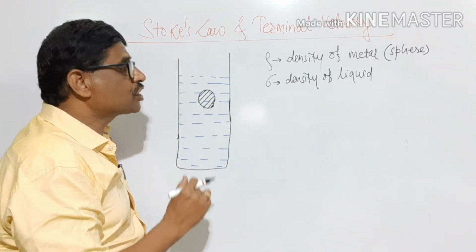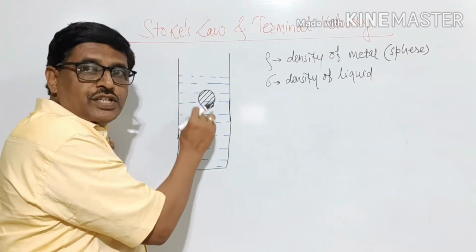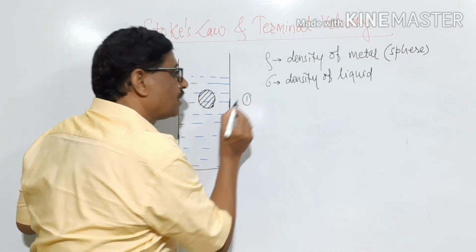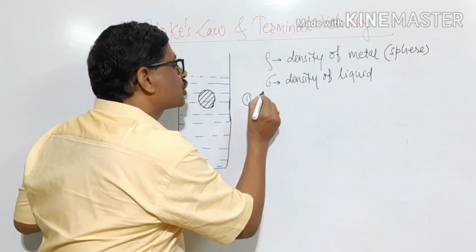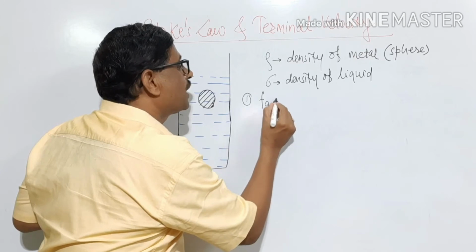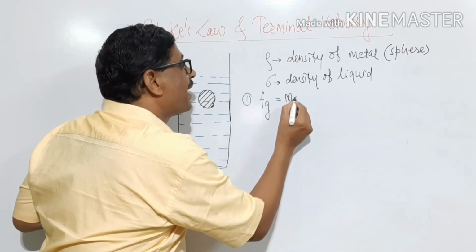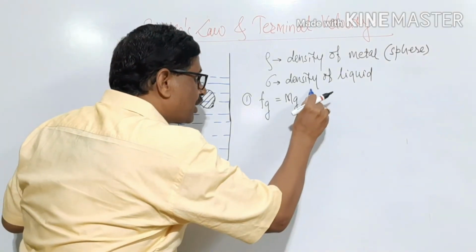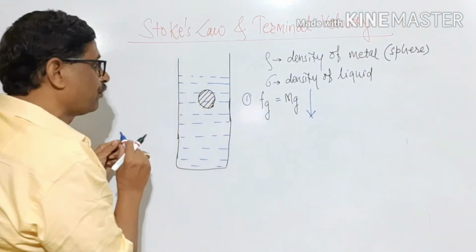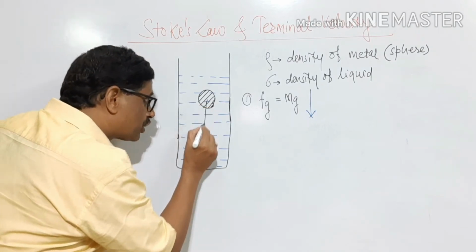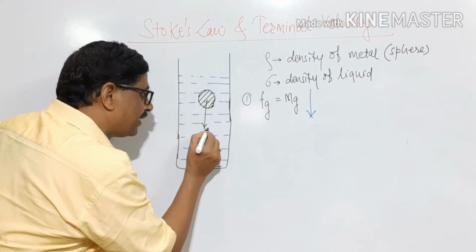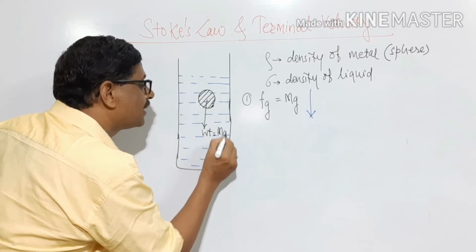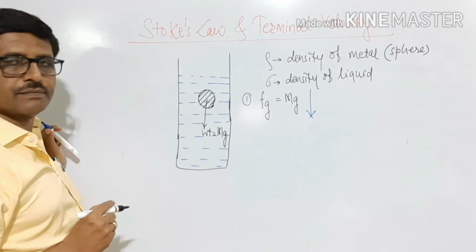Then the various forces acting on the spherical bob are: number one, the gravitational force acting on the sphere, which is called the weight of the sphere. It acts vertically downward. This gravitational force, which is also called weight, acts vertically downward. And what is this weight equal to? mg.